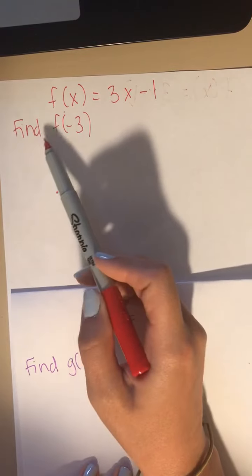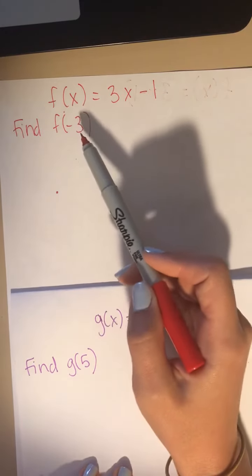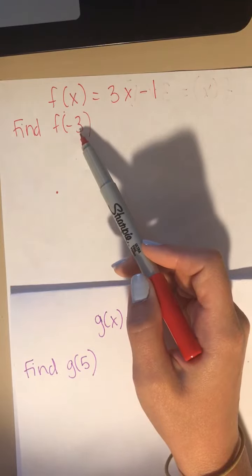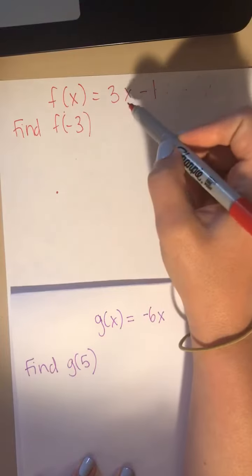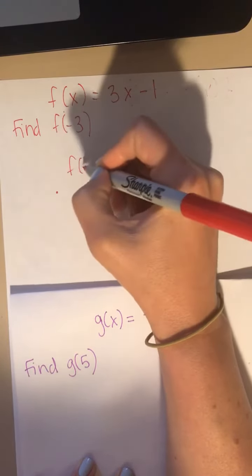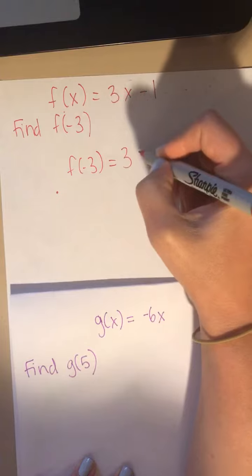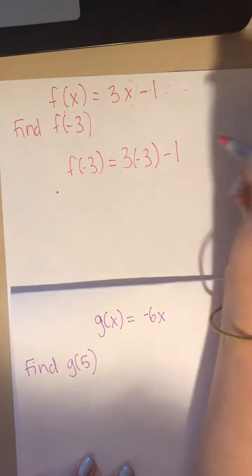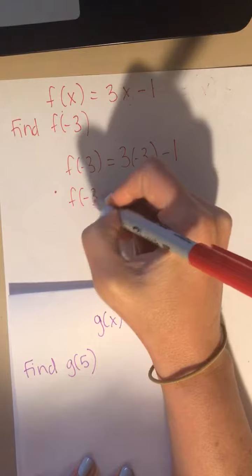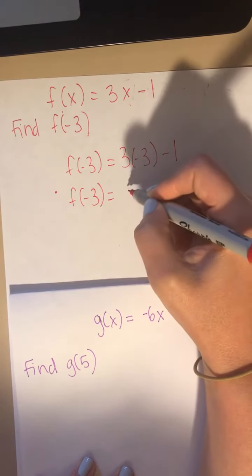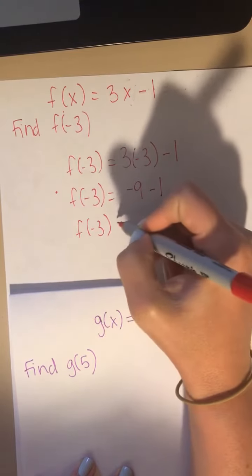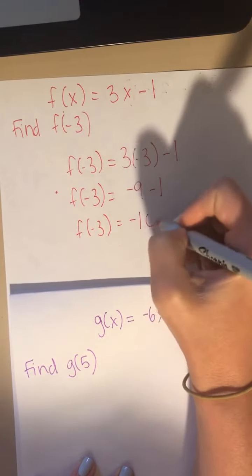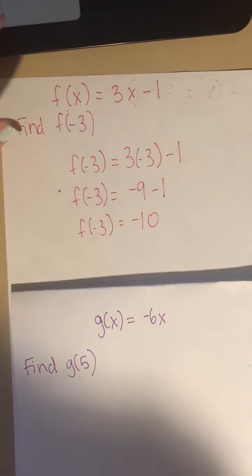Then it'll say find f of negative 3. So what I'm going to do is anywhere I see negative 3, I'm going to plug in for x anywhere in this equation. So let me rewrite with the negative 3 substituting for the x. So f of negative 3 equals 3 times negative 3 minus 1. So f of negative 3 equals 3 times negative 3 is negative 9 minus 1. So f of negative 3 equals negative 9 minus 1 is negative 10. So that would be my answer for the first one, negative 10.